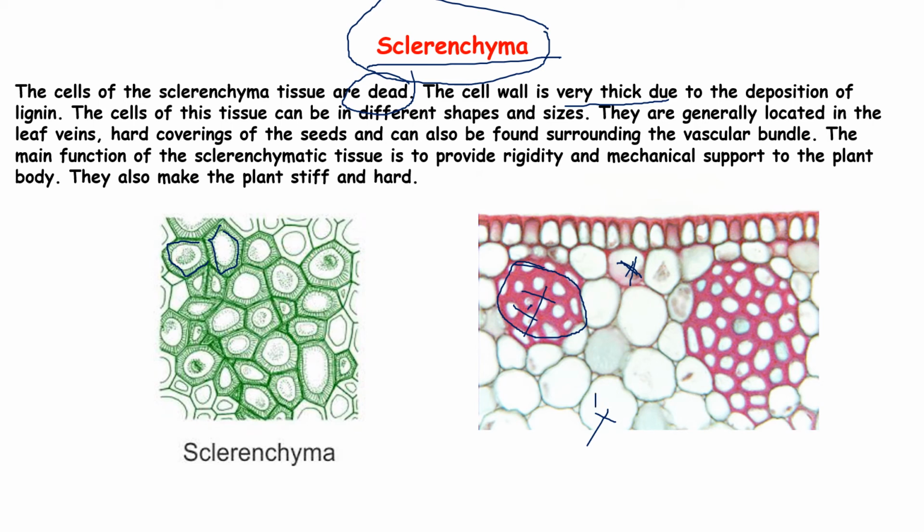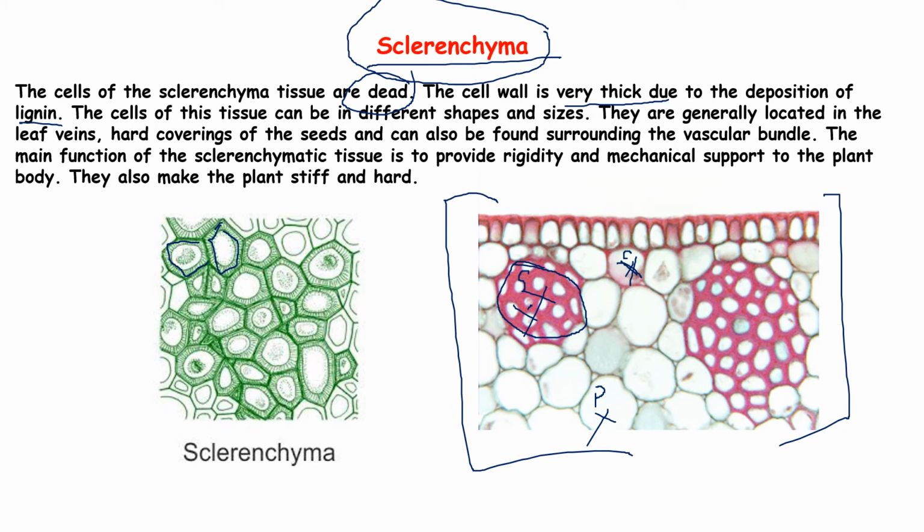So all the three types: parenchyma, collenchyma, and this is the sclerenchyma. So all three types of cells are present in the same slide. And here you have to remember that sclerenchyma cells have a very thick cell wall, and they are dead, while the other two, parenchyma and collenchyma tissue, are living. The cell wall is very thick due to the deposition of lignin, and you will not find any intercellular spaces.